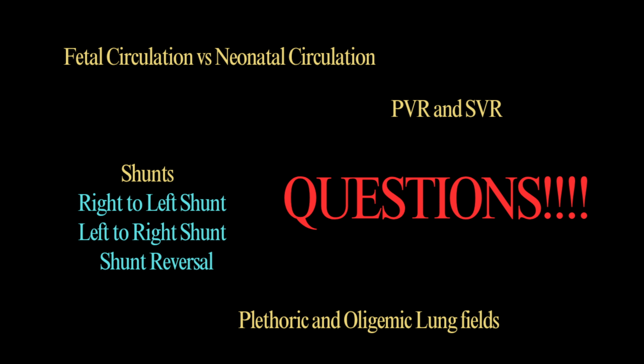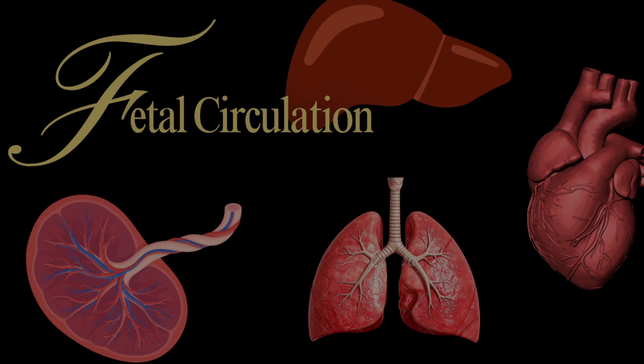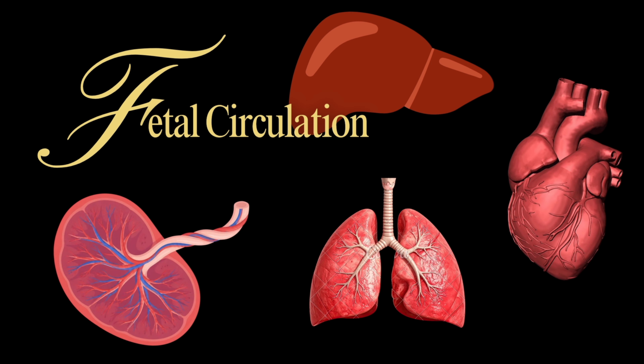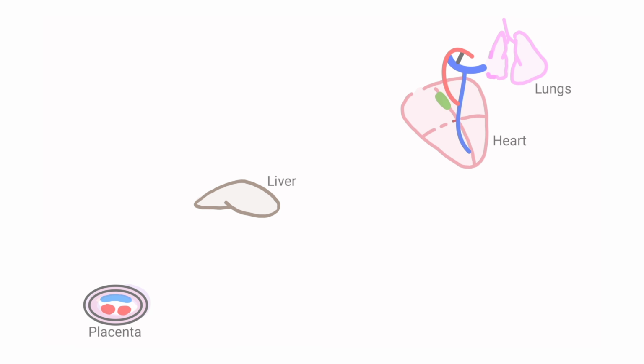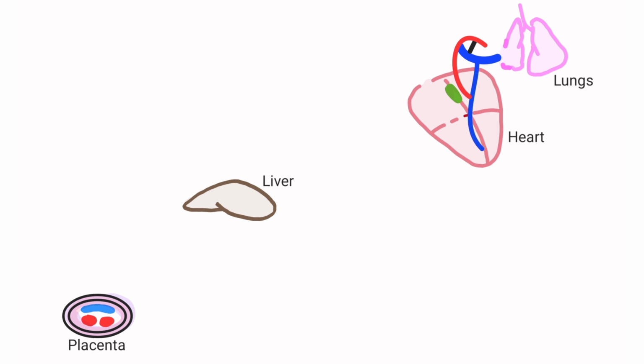Let's dive straight in. Fetal circulation. I've prepared a very simplified diagram to understand the fetal circulation. So we have a placenta, liver, heart, and lungs here. Starting with the placenta, we all know it's a connection between the mother and the baby. Nutrients are passed on to the baby, excretory products are secreted from the baby, and most importantly for us here is the purification of blood that occurs in the placenta too.